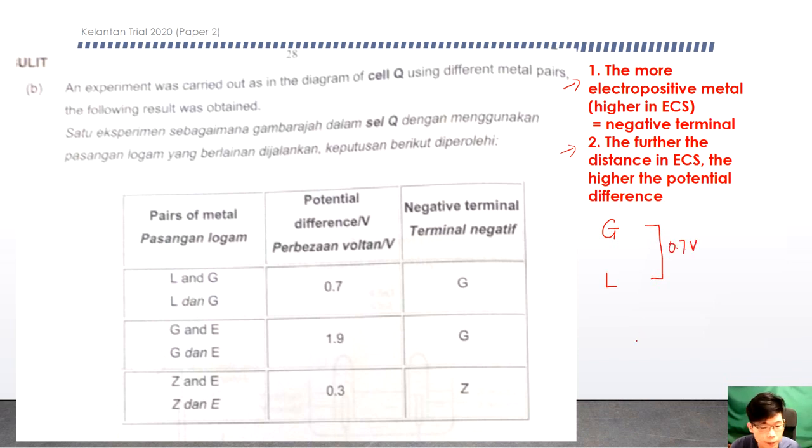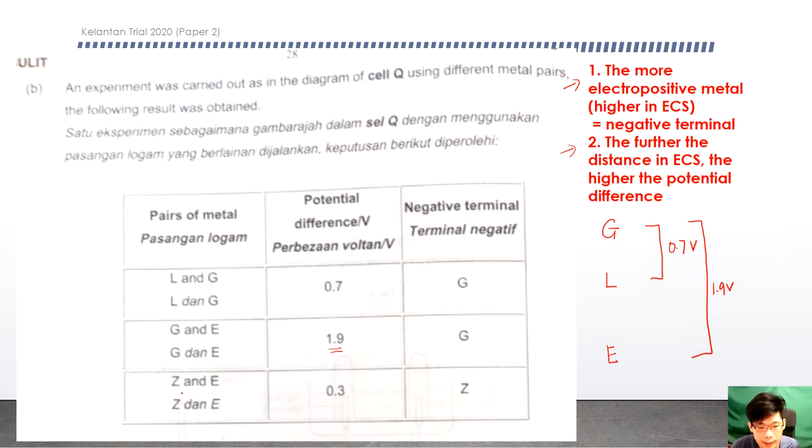So the potential difference here is 0.7 volt. Okay, so this is for pair 1. Then pair 2, G and E. G is negative, means G is higher. Then E is lower. You can see the voltage here will be 1.9, meaning that it will be further than L in the ECS. In other words, E will be lower again. Okay, the potential difference here is 1.9 volt.